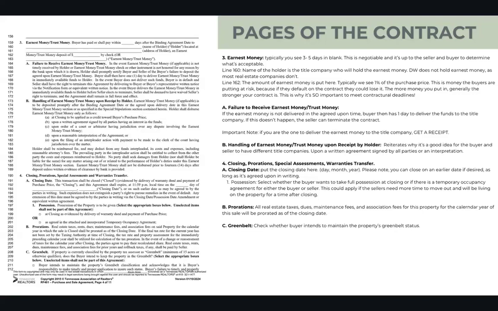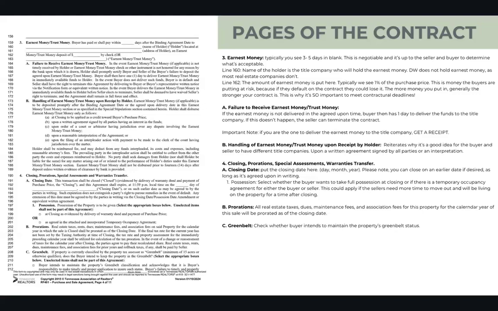Handling of earnest money upon receipt. So this just reiterates why it's a good idea for the buyer and seller to have different title companies upon a written agreement signed by all parties. And number 4, closing date. You're going to put the closing date at 4A: day, month, year. Please note you can close on an earlier date if desired, as long as it's agreed upon in writing.